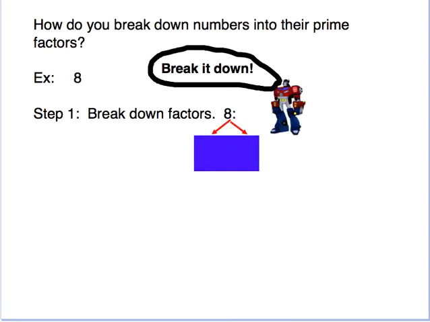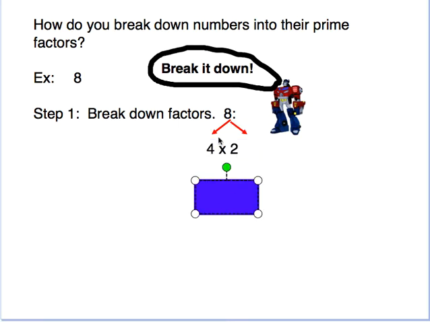So what we're going to be doing is breaking down numbers into their prime factors. So here we have an example of the number 8. And when we're breaking it down, we break it into its factors, 4 and 2. And what we notice is that when we're breaking down numbers into prime factors, we have to break down all factors until they are prime factors. So 2 is a prime factor. 4 is not a prime factor, which means we need to break it down some more.